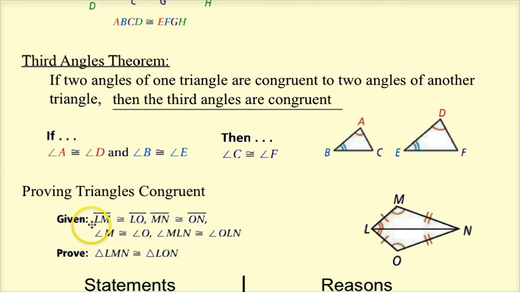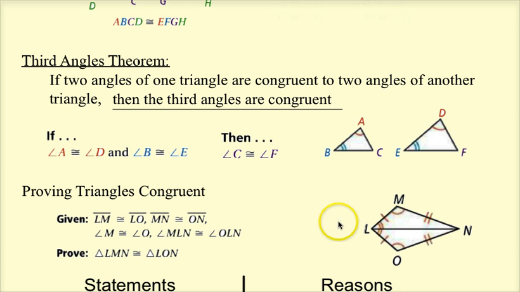Okay. I have a given, I have a picture. Now notice the picture is marked for you. It won't necessarily be marked. You'll be marking the picture with the given. So LM is congruent to LO. So I used one little slash mark. LM is congruent to LO. MN is congruent to ON. I used two slash marks.